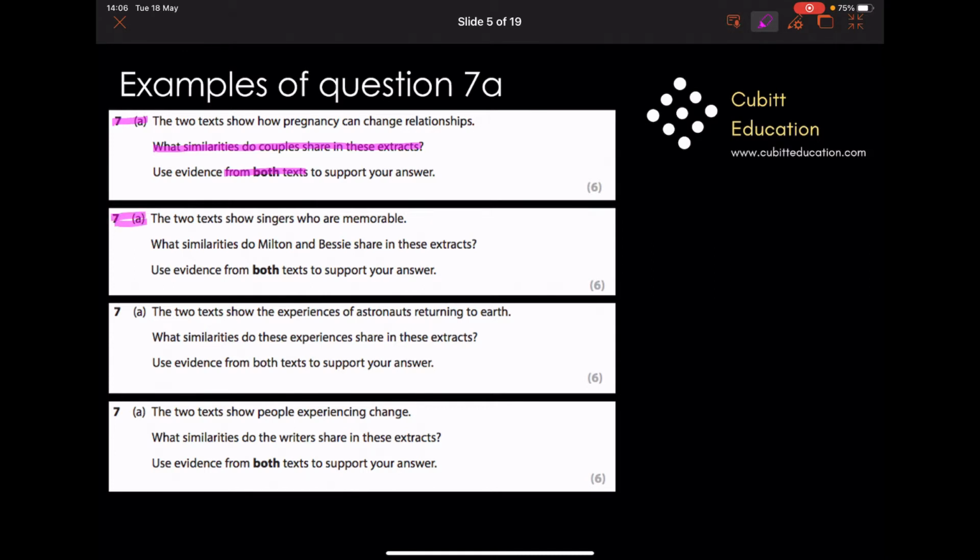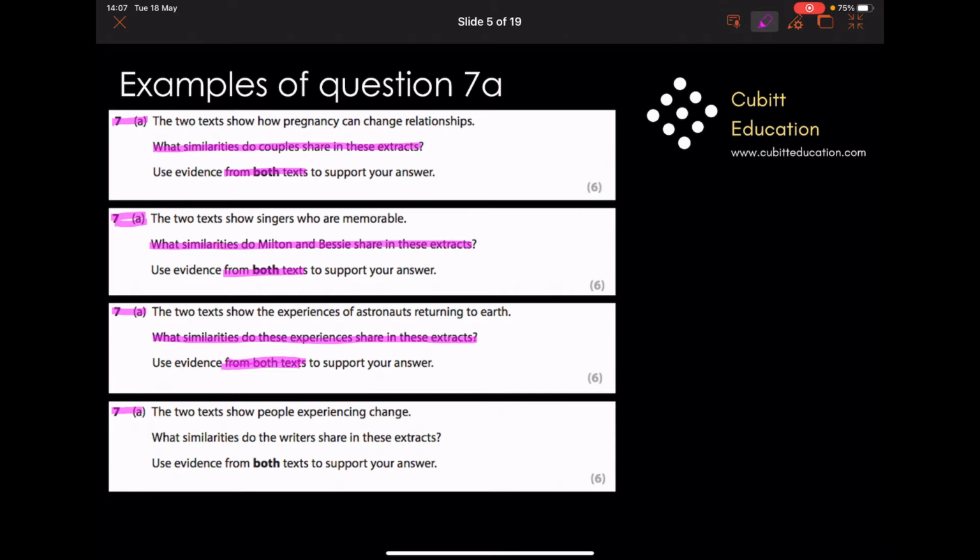If we look at example 2, it says the 2 texts show singers who are memorable. What similarities do Milton and Bessie share in these extracts? Use evidence from both texts. So again, you're looking at similarities between 2 people or 2 extracts. Example number 3 says the 2 texts show the experiences of astronauts returning to Earth. What similarities do these experiences share in these extracts? Use evidence from both texts to support your answer.